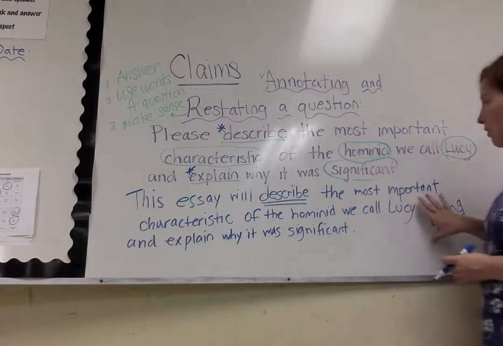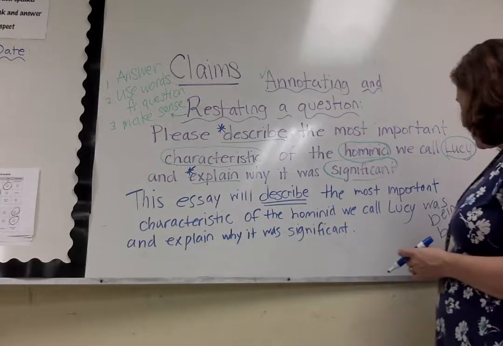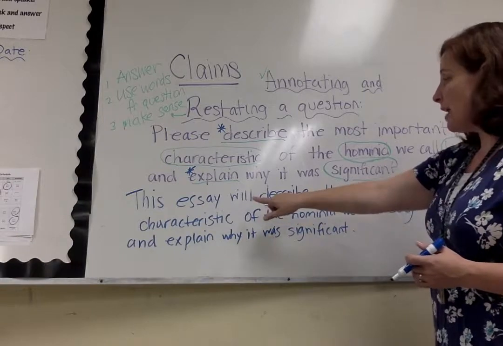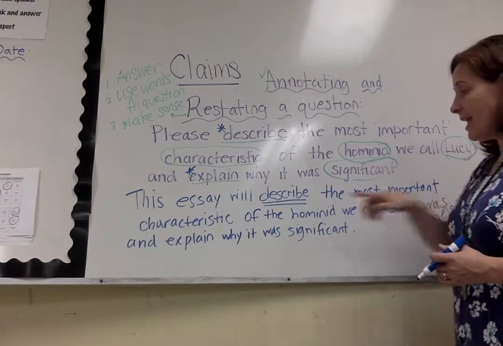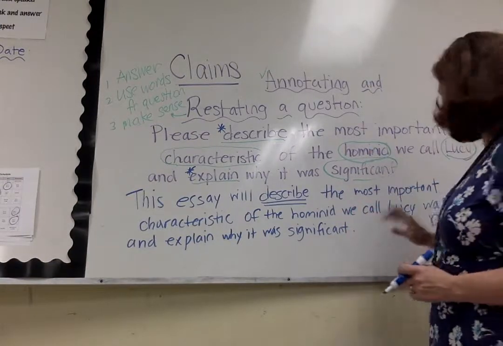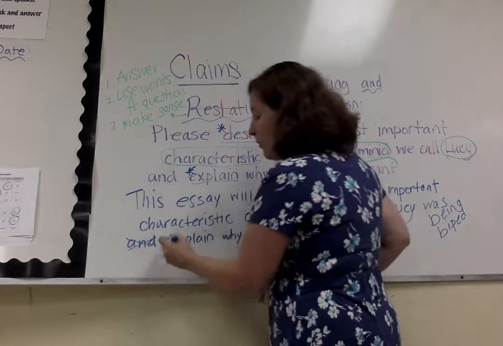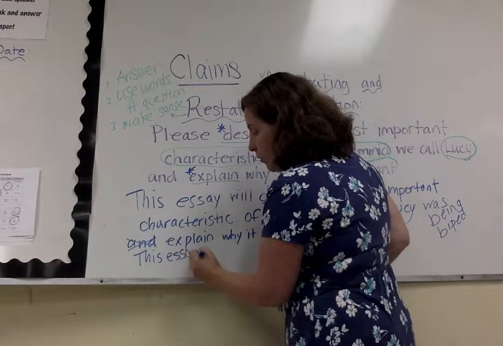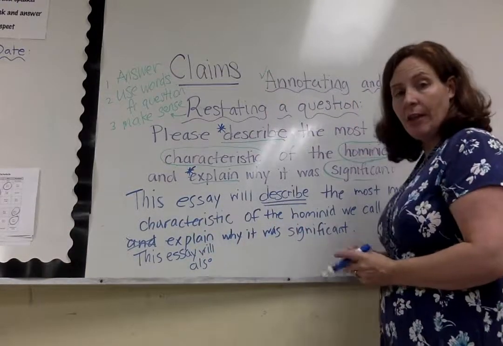But if you did this, you would also have to make a new sentence. So you'd have to say, in order for it to make sense, because if I read that the essay will describe the most important characteristic of the hominid we call Lucy was being biped and explain why it was significant, suddenly the sentence is way too long and it doesn't make sense. So if we wrote this, we'd put a period here, we'd cross out the and we'd write, this essay will also explain why it was significant.